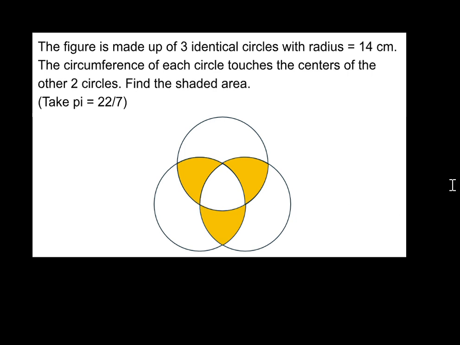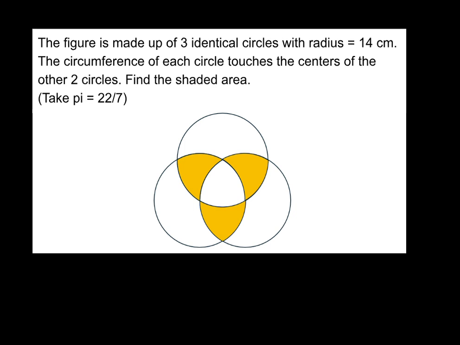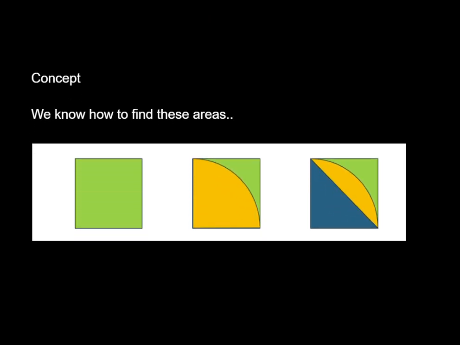Okay, so how do we solve this problem? Let's recap what we learned in P5 and P6. We learned how to find the area of a square. We also learned how to find the area of a circle, a semicircle, and a quarter circle. Using a quarter circle, you can find the area of the green color as well as the orange color. You can also find the area of a leaf if you know how to find the area of a triangle here.